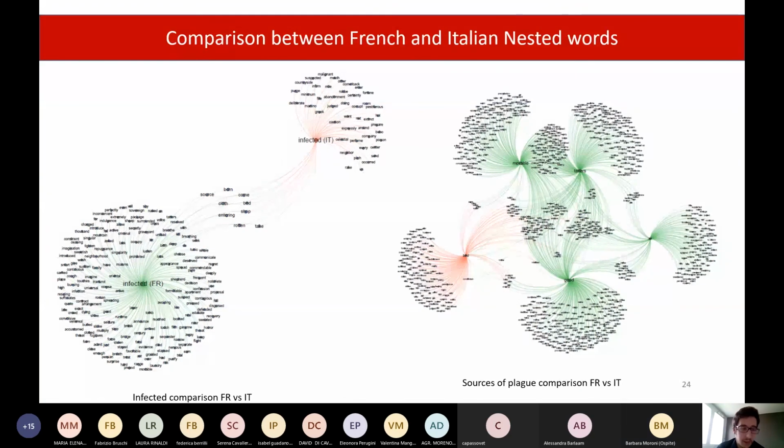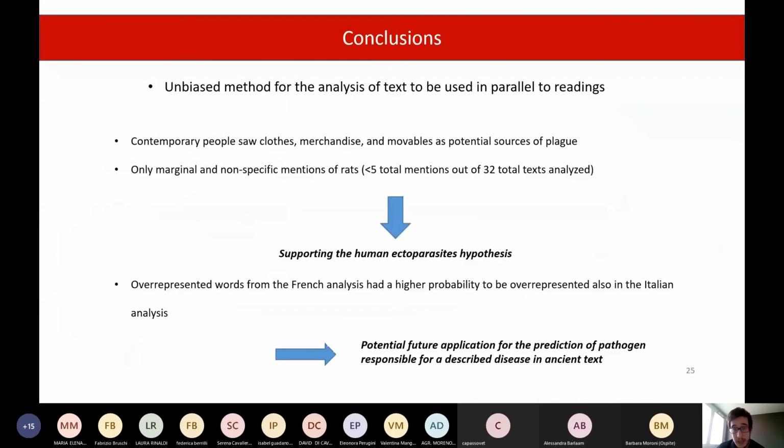Other network for other words, infected or suspected sources of plague. And in conclusion, what we generated is a mostly unbiased method for the analysis of ancient text, that can be used in parallel with readings and interpretation of ancient text. The specific analysis on plague shows that people of the time considered things like clothes, merchandise, and furniture as potential sources of plague.